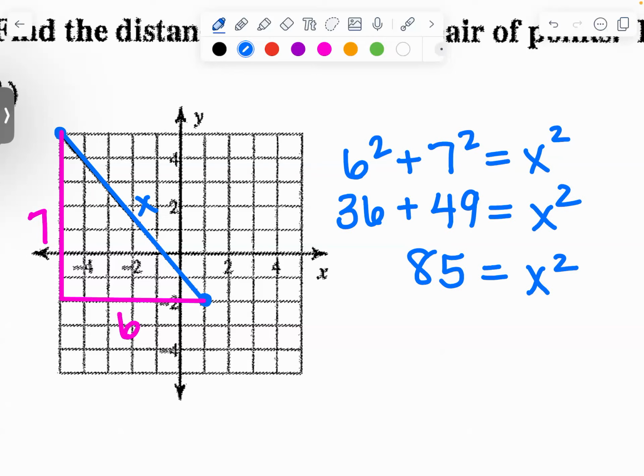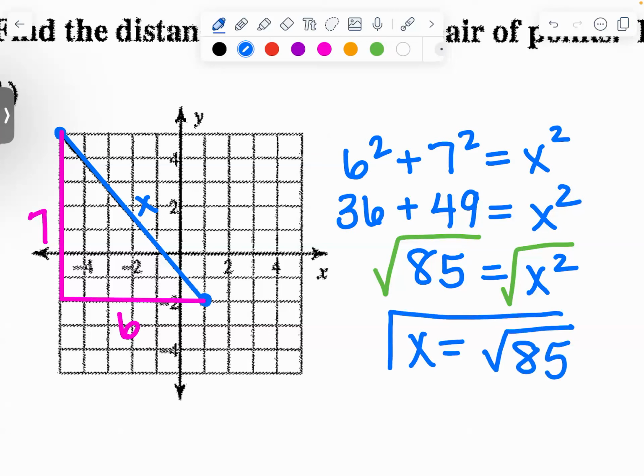All right. So now, what do we need to do? We gotta move the 2 to the X. Okay. And then we do X equals 85. Square root of 85. Is 85 a perfect square? No. So we're just gonna leave it irrational.